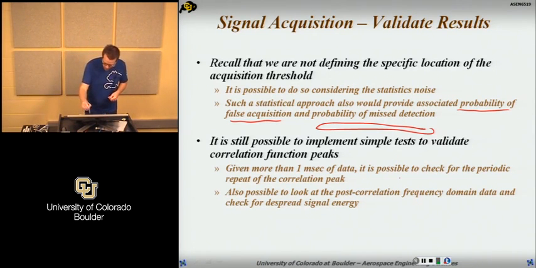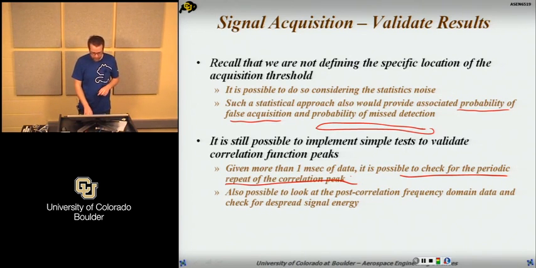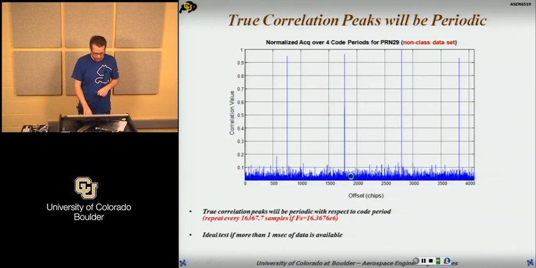This is what we decided, right? We have a periodic repeat of the code, which should show up in the next millisecond. We can also look at the post-correlation frequency domain data. And now it gets a little bit weird, but let's start with this one. This is what happens if you do acquisition continuously, basically. So we have one peak every millisecond.